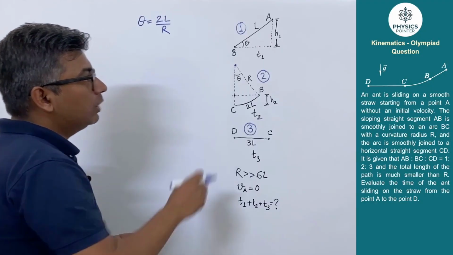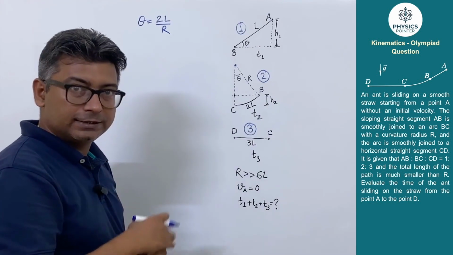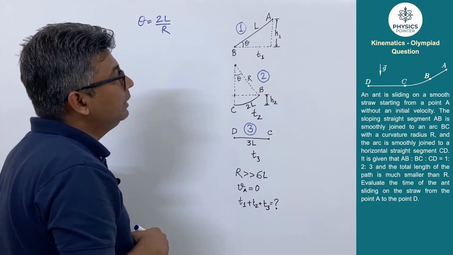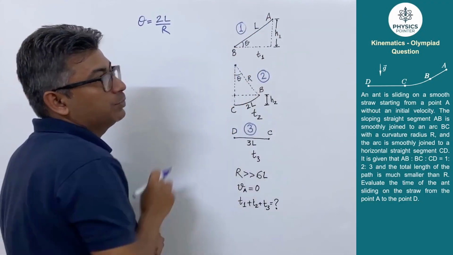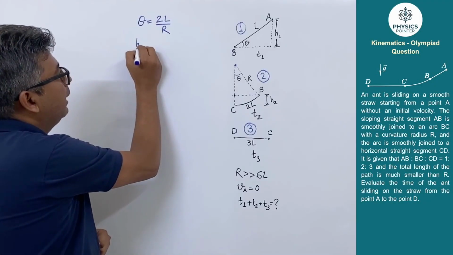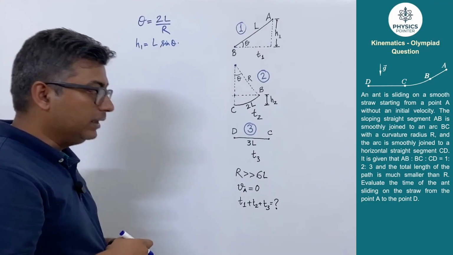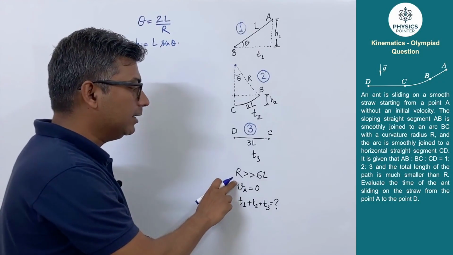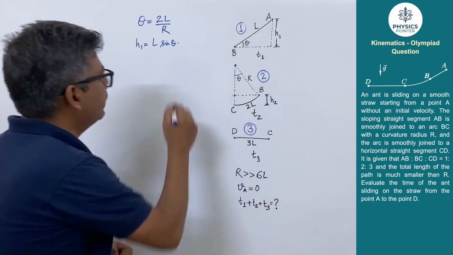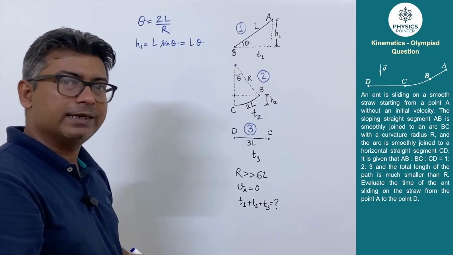Now you can also see I have mentioned heights H1 and H2 because I want to do energy conservation. For calculation of H1, this L length is provided, and this theta we have already estimated. So H1 is equal to L sine theta. Now theta is very small. Why? Because R is much bigger than 6L, so it is much bigger than L. So I can simply write this as L theta, because sine theta becomes theta when theta is very small.